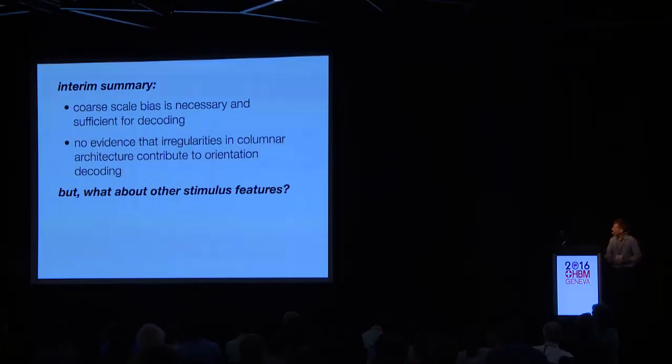Interim summary. Coarse scale bias is necessary and sufficient for decoding, and we found no evidence that irregularities in the columnar architecture contribute in any way. All right, maybe that's specific to orientation. Maybe I've just picked one case where it's impossible to see a columnar bias. So what about other stimulus features?